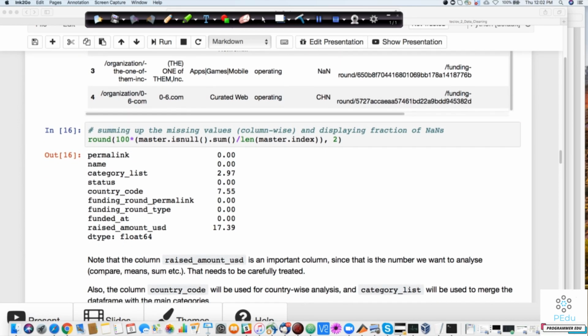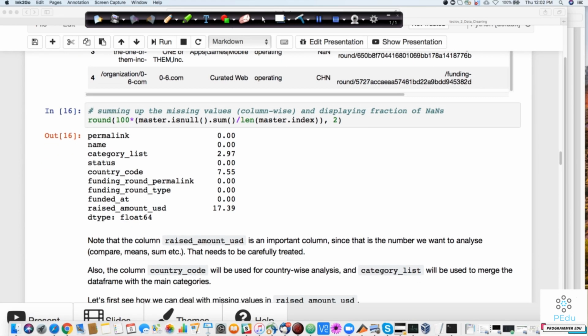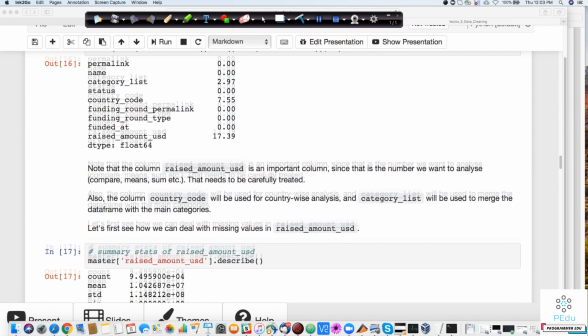And now let's look again at the missing value data. Now raised amount USD has 17.39% missing data. What can you do with this? Think on it. One way is you may say, oh, this is too huge a number of missing data, let's remove it. No, but this is the main column on which you want to do all your analysis. So you cannot simply remove this particular column. So what should we do?